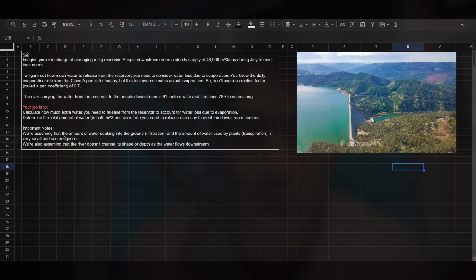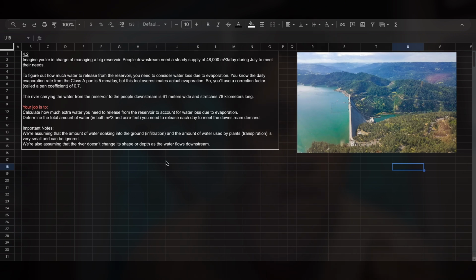Important notes: we are assuming that the amount of water soaking into the ground, infiltration, and the amount of water used by plants, transpiration, is very small and can be ignored. So obviously on the river channel, the water is being infiltrated and is going to groundwater, but in this problem that's so minimal that we can ignore it. We're also assuming that the river doesn't change its shape or depth as the water flows downstream. Obviously, we know that that's not true, but we're going to treat this river as a channel where water doesn't infiltrate and its cross-sectional area doesn't change either.